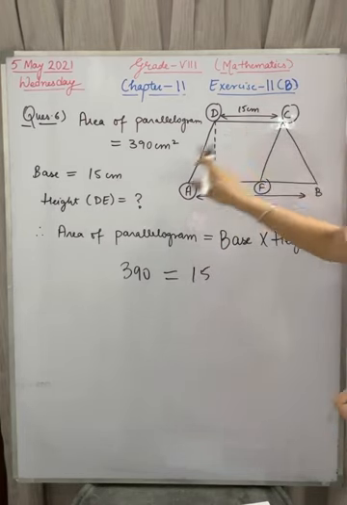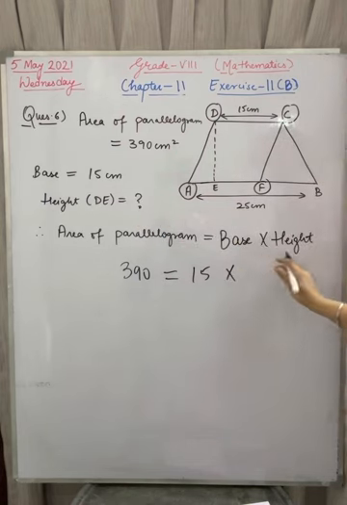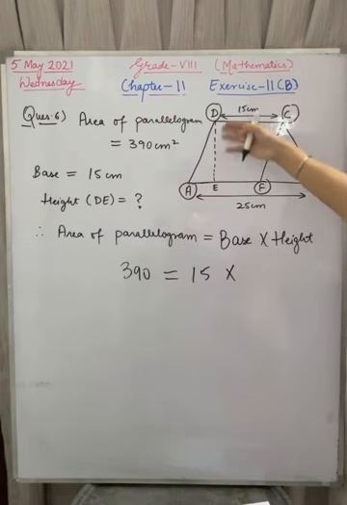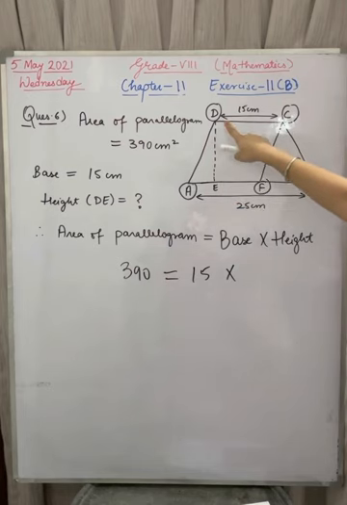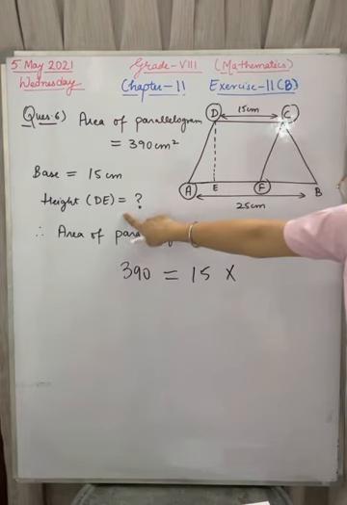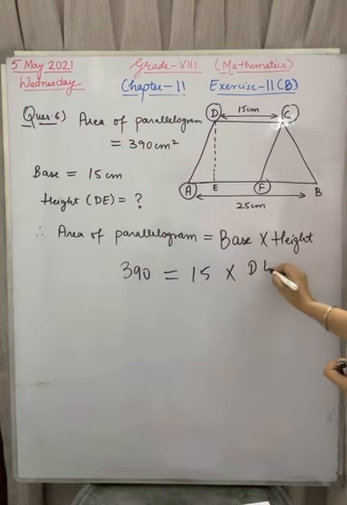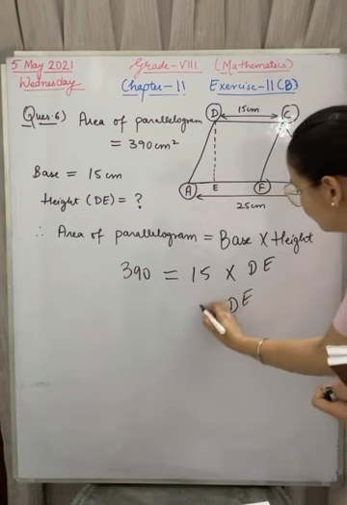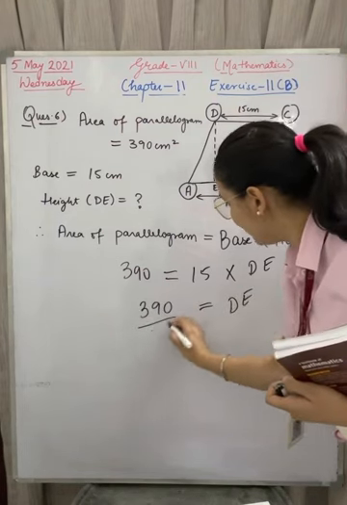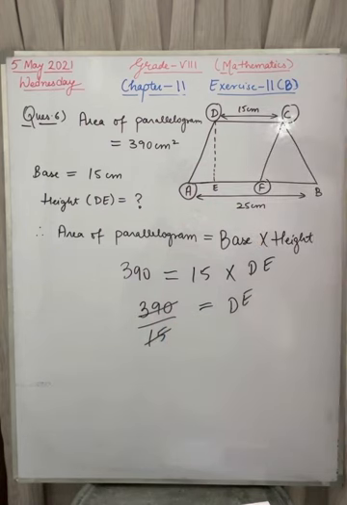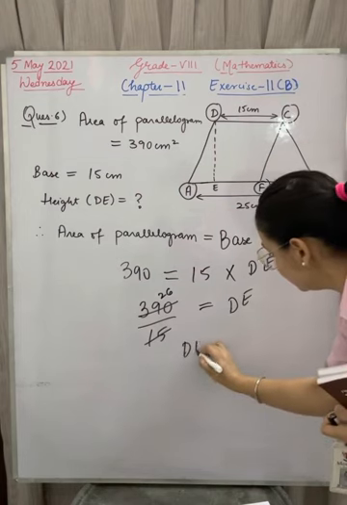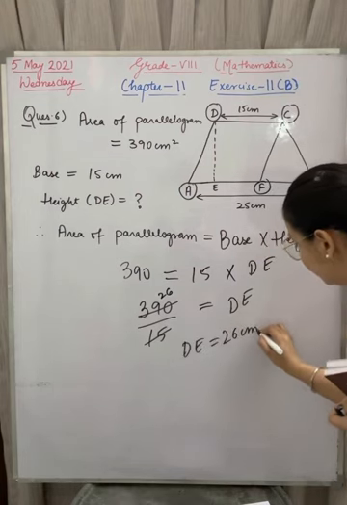this DC. DC is the base, that is 15 centimeter, multiplied by height. Height is not given. Height you have constructed and that is not given. So you can take height as how much? That is DE. Okay, height will be DE as it is. So DE will be 390 divided by 15. Now cancel it on 15 table. 15 2s are 30 and then 15 6s are 90. Okay, so your DE is equal to 26 centimeter.